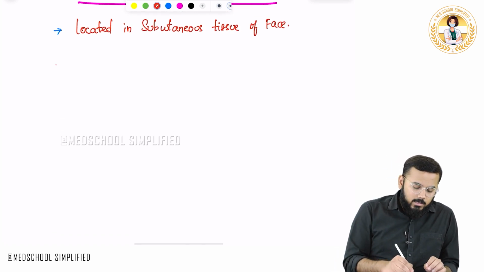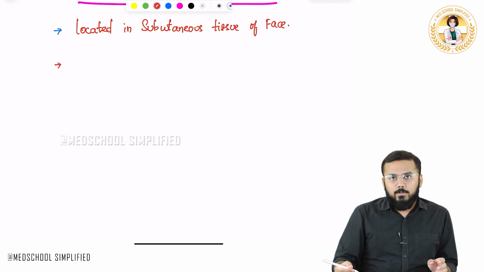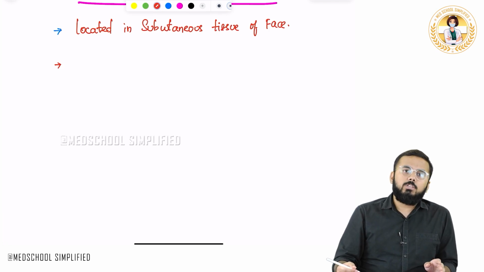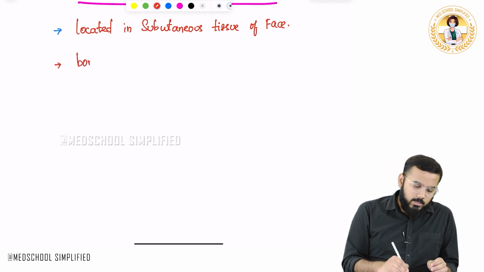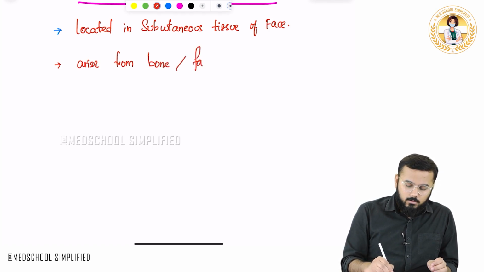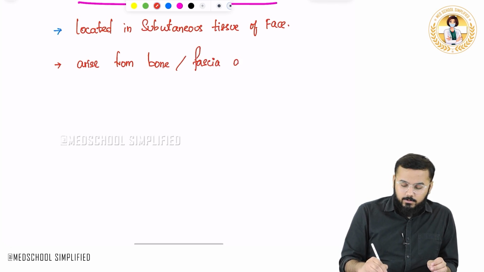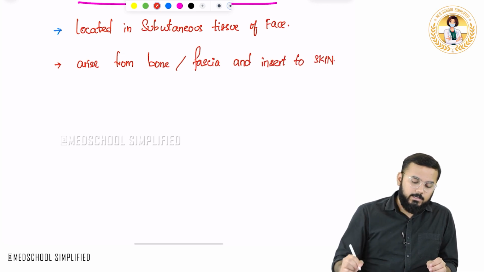The second important thing you need to know is where these muscles originate from. These muscles originate or arise from the bone or the fascia. And where do they insert? They insert into the skin.